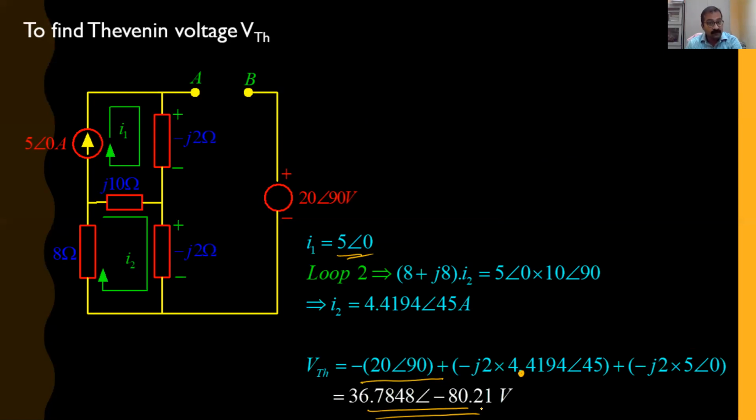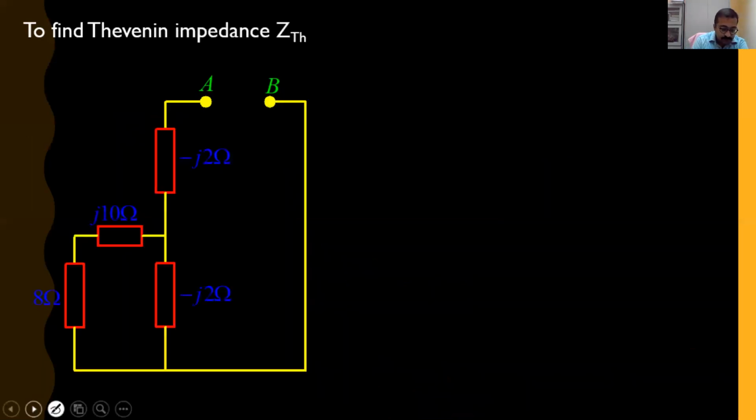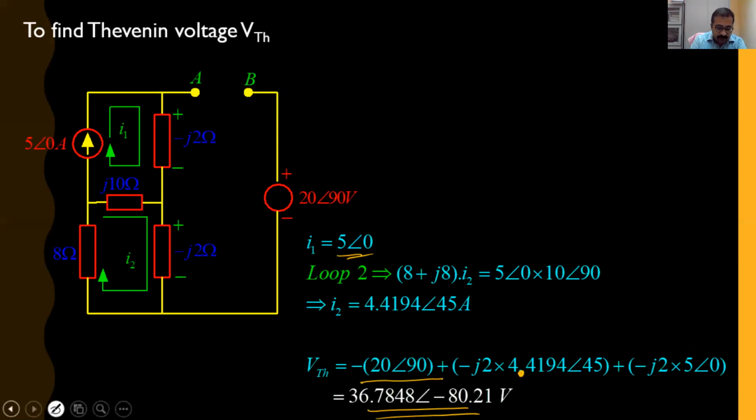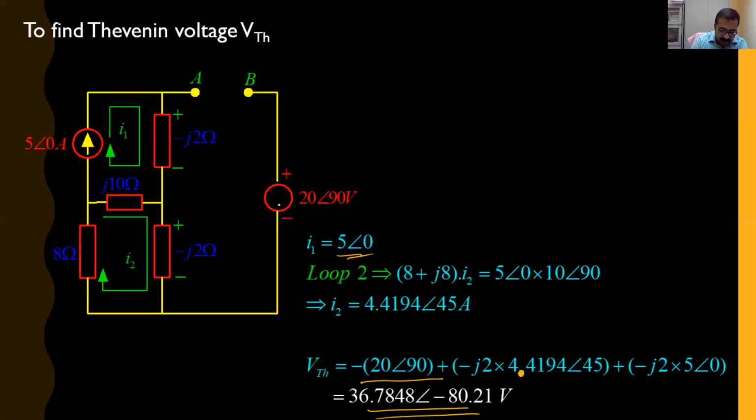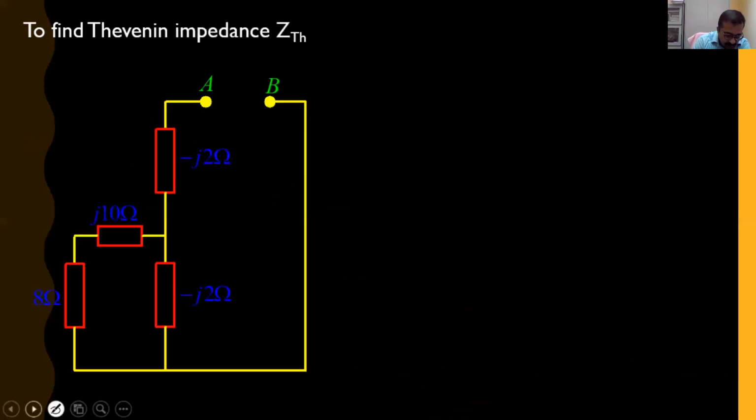What next? Thevenin impedance, ZTH. What's the procedure? You have to replace all the sources by their respective internal impedances. That means any voltage source must be shorted, and any current source must be opened. So this voltage source 20 angle 90 must be shorted. When you open circuit the current source, this branch does not exist. So you have minus J2, minus J10, 8 ohm and minus J2 like this.